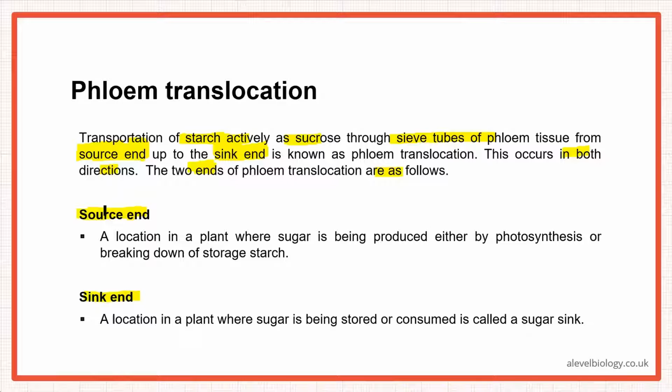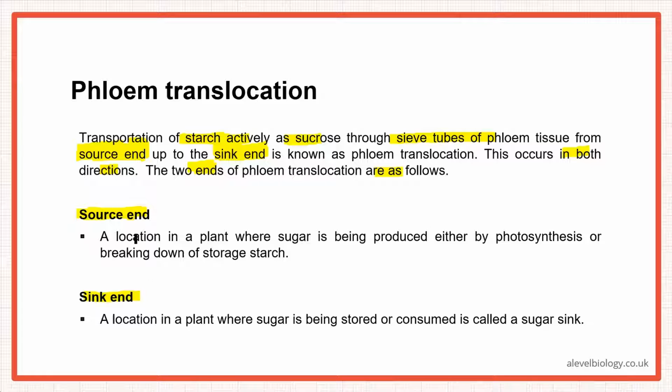that the starch has to be broken down. Okay, starch is broken down into maltose and maltose into glucose. That glucose is actually being used in the aerobic cellular respiration. So in that case, the storage site of starch is actually the source end. Okay, so remember it is not always that the leaf will be the source end.